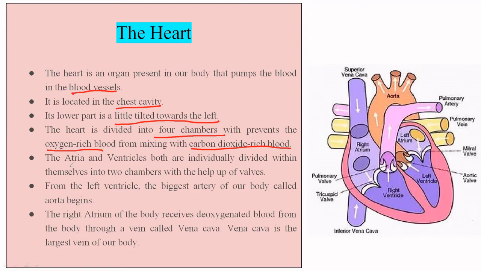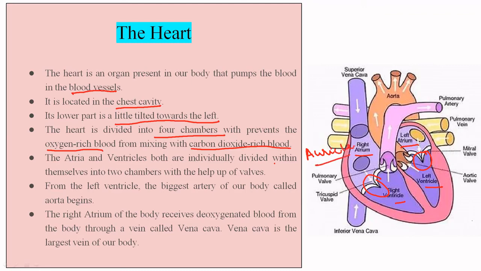Now, the atria or auricles and the ventricles are both individually divided into two chambers with the help of valves. As we can see in this picture, a valve is present between the right atrium and right ventricle, and another valve is present between the left atrium and left ventricle. Atria are also known as auricles.